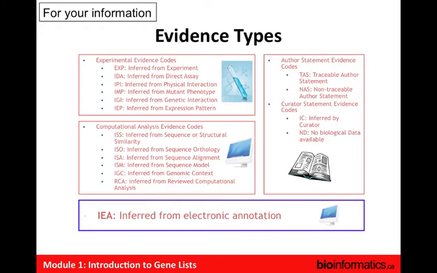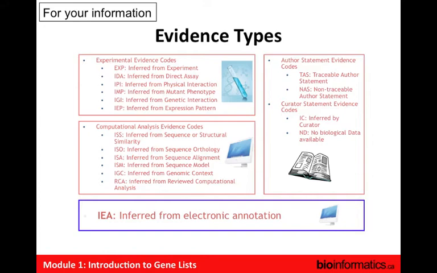Each time one of these curators or annotators or automated systems assigns a term from the gene ontology to a gene, they add some more information about that. It's not just A and B connect. They assign an evidence code, which is their evidence for assigning that term to the gene. There are lots of different evidence codes. This is in your book for your information. All of these evidence codes in red are manually reviewed, and this evidence code in blue, inferred from electronic annotation, is the part that's not manually reviewed at all.